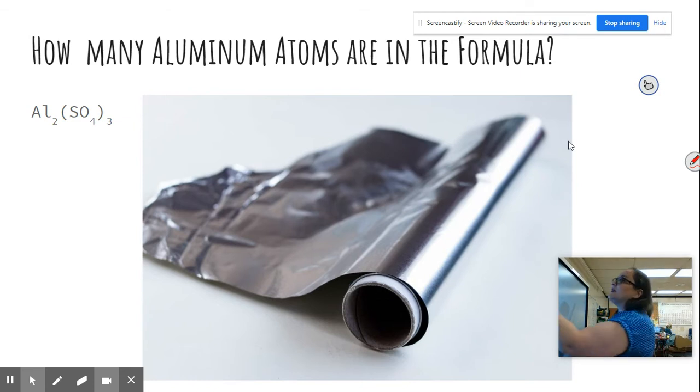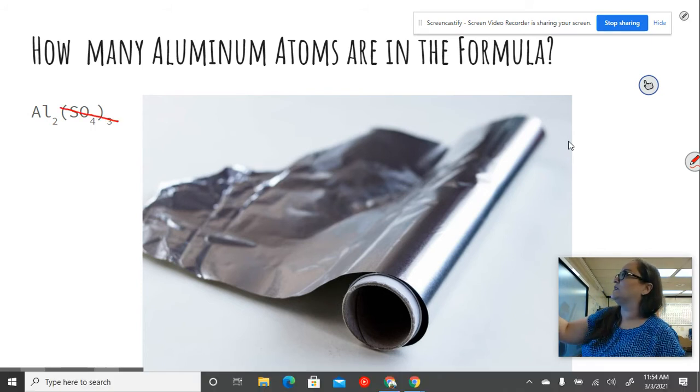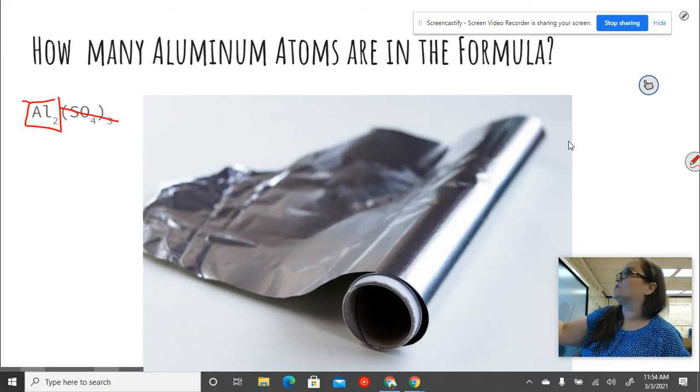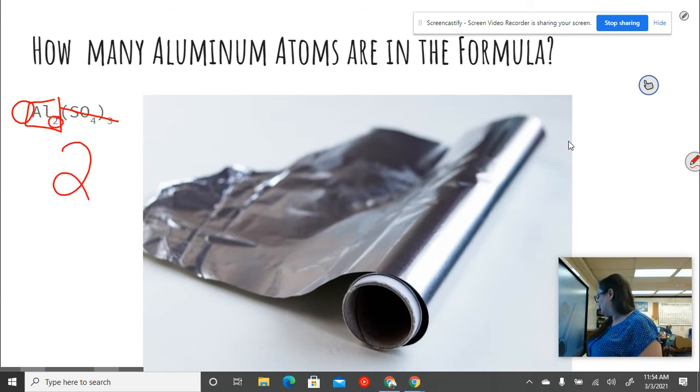How many aluminum atoms are in the formula? Okay, so aluminum isn't in the parentheses this time. So we don't even have to worry about this. We can just look right here. There's no coefficient, so that's the only thing that matters. There are 2 aluminum atoms in that formula.